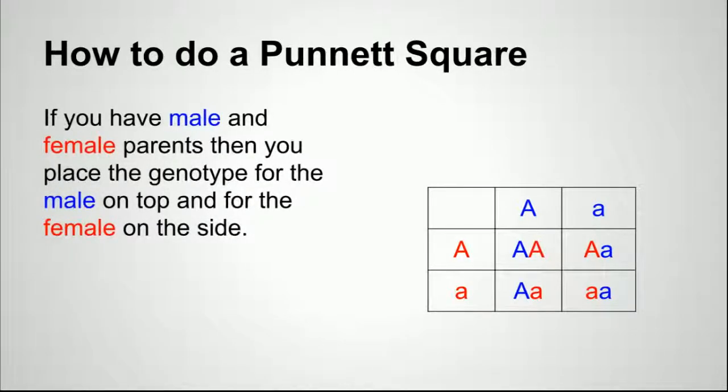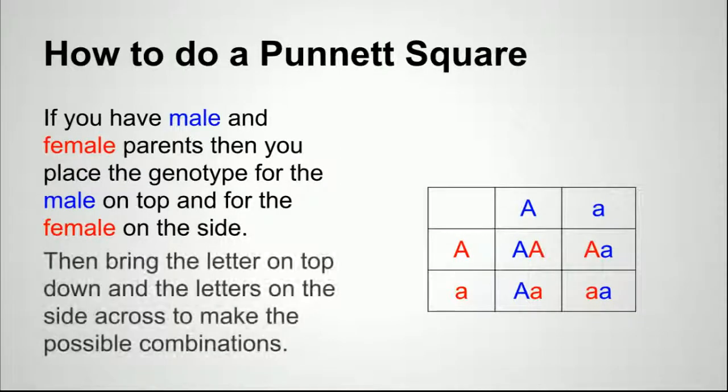So we've made the male blue. The male's going to go on top, and the female is going to be red. The female goes on the side. Then you take the top letters and bring them down, and you bring the side letters and bring them across. And that makes your combination.